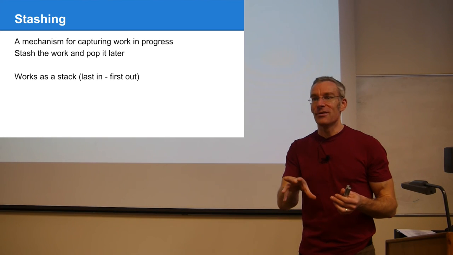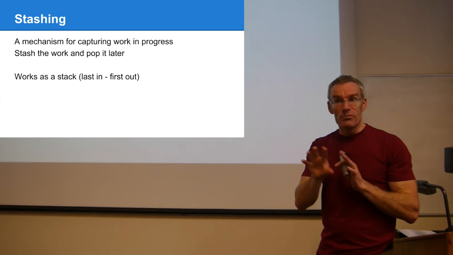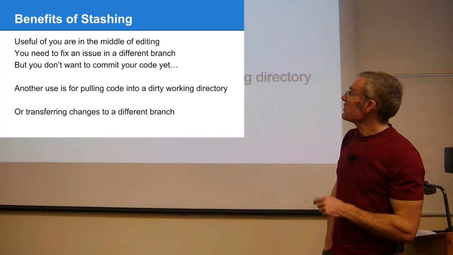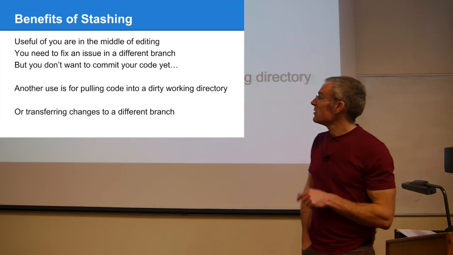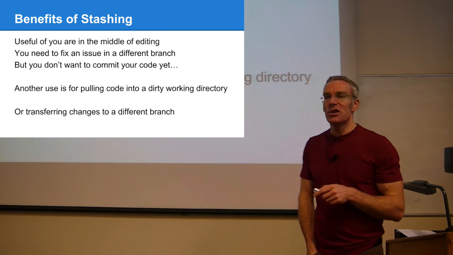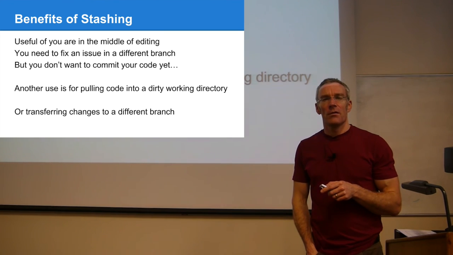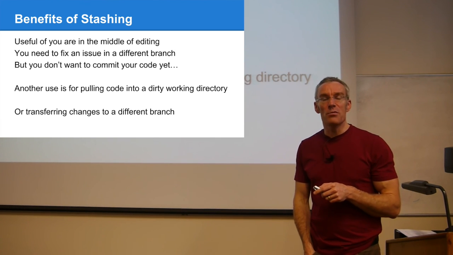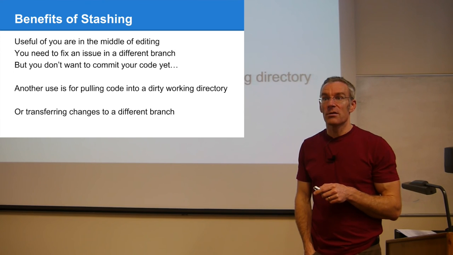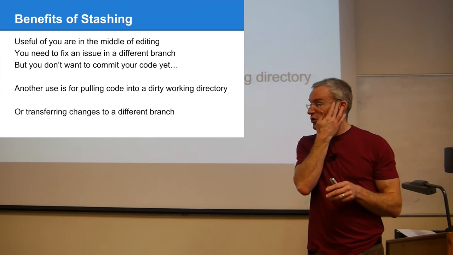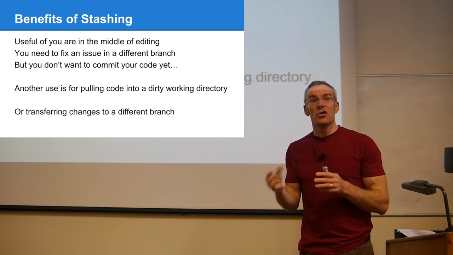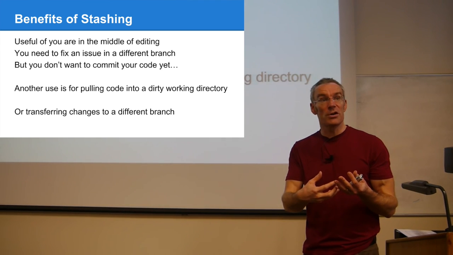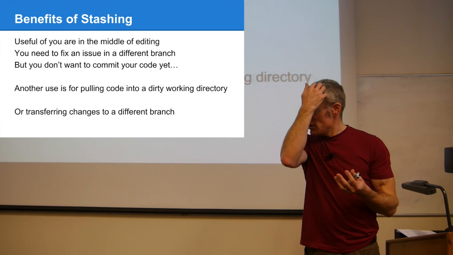And that pops all your changes back into your working directory. Okay, that's pretty cool. You see what I mean? If you need to use it, you'll need to use it. So if you're in the middle of editing, you fix an issue in the branch. Another use is you can pull code into a dirty directory. Think about this. If you can pop changes off at any point, you've got a way of moving code between branches. You can do some code, push it onto the stash, open another branch, and pop the changes into whatever code you're working on. So you can start to move code between branches.